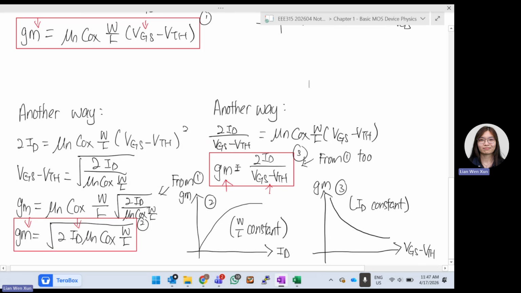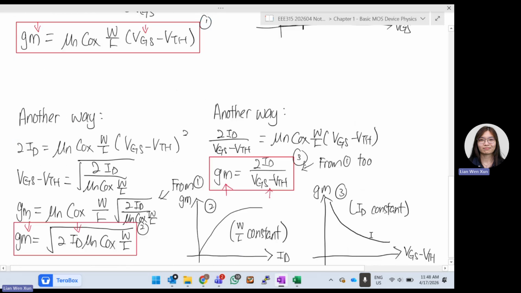We can say that gm, because this was our first gm, gm is equal to 2ID over (VGS minus VTH). So now we don't want W over L. I don't want to see W over L in my gm equation. So I keep my ID constant. If I keep my ID constant, you realize that gm goes down with VGS minus VTH. So the larger your VGS minus VTH, the gm is not so sensitive anymore.